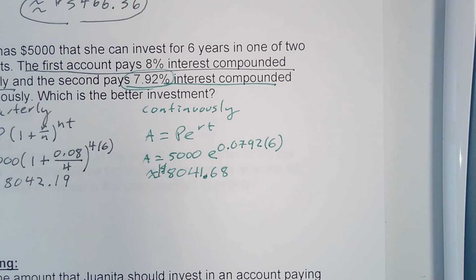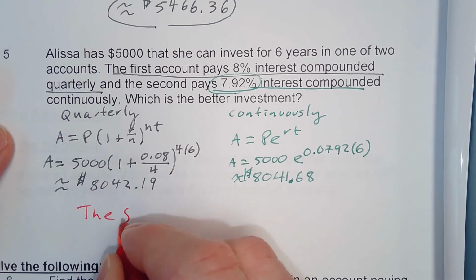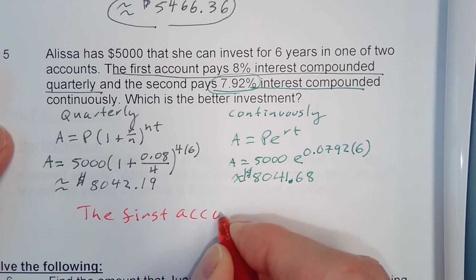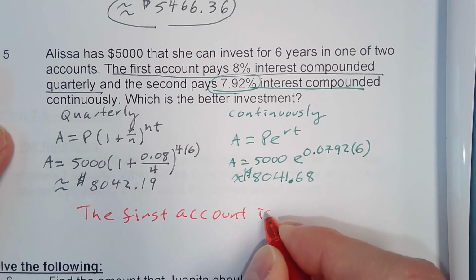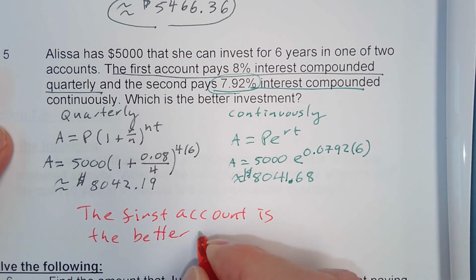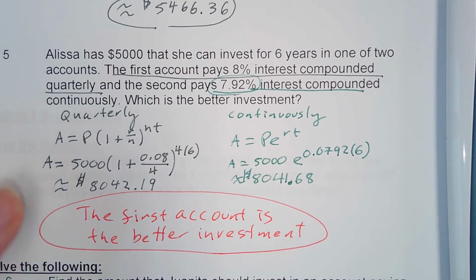So the first investment, the first account, is the better investment, because you get slightly more money with it.